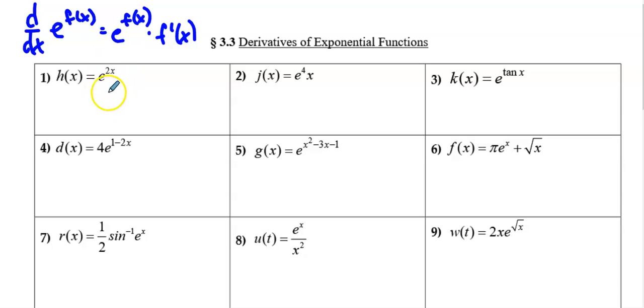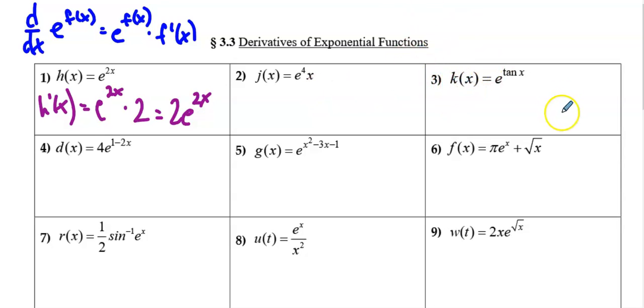So when you're looking at this derivative of e to the 2x, then your derivative is going to be e to the 2x, and then you're going to multiply by 2. Done. So 2e to the 2x. Awesome. Example number 3. If I ask you guys to find the derivative of this one, k prime of x, you're going to write e to the tangent of x times the derivative of tangent, which is secant squared. Done. That's all it is.